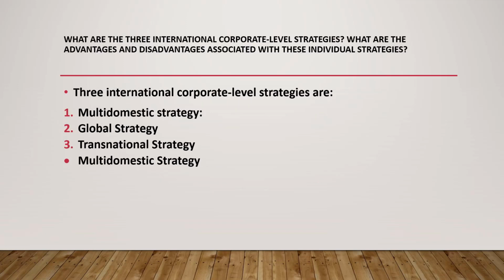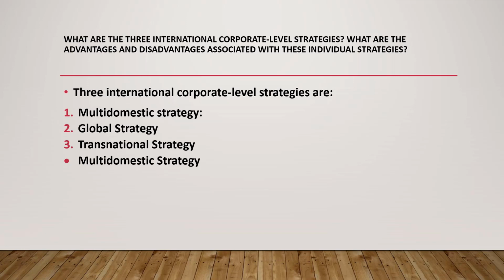What are the three international corporate level strategies? What are the advantages and disadvantages associated with these individual strategies? So, three international corporate level strategies are: number 1, multi-domestic strategy, number 2, global strategy, and the third one is transnational strategy. So let's go for the advantages and disadvantages of those.